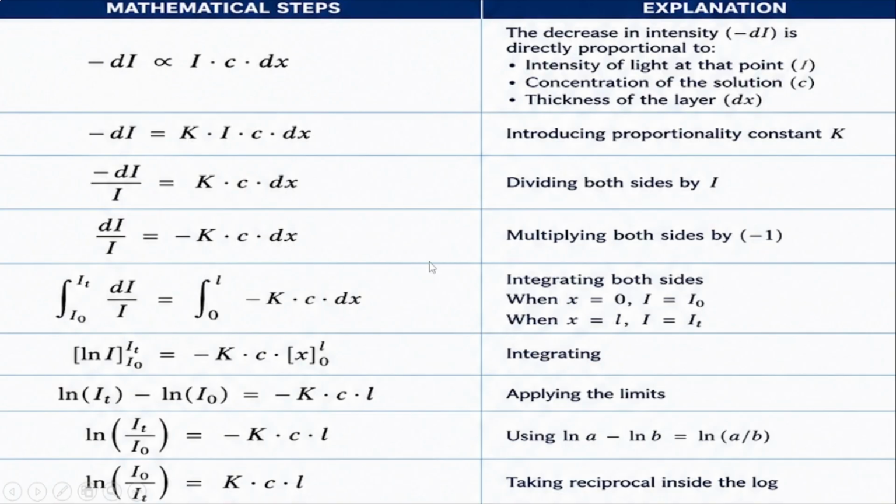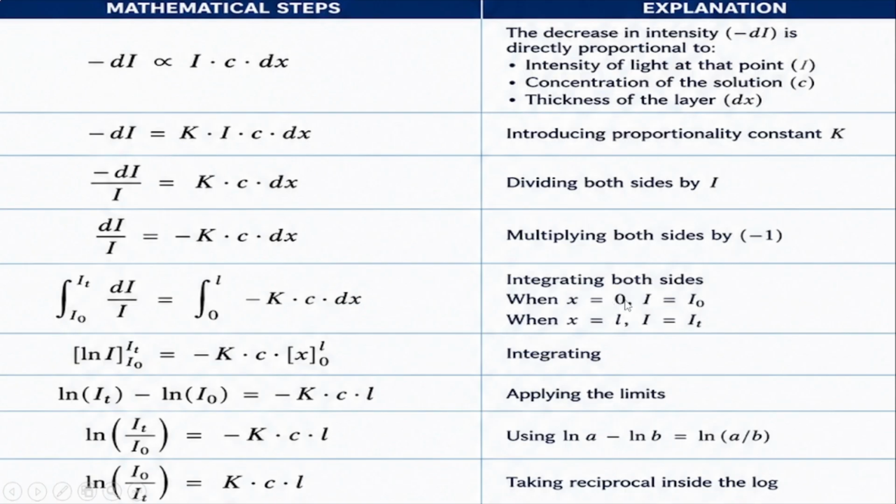Next, we have to perform the integration. By integrating both sides, we get this equation. The integration of dI by I, upper limit IT, lower limit I0, equals the integration of minus k times c times dx, upper limit L, lower limit 0. We integrate both sides where, when x equals 0, I equals I0, and x equals L, I equals IT.